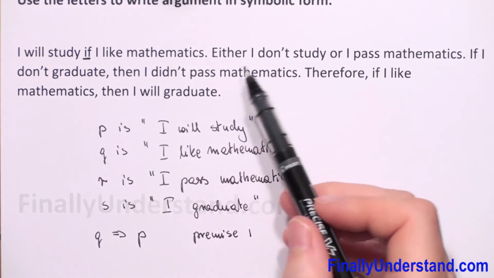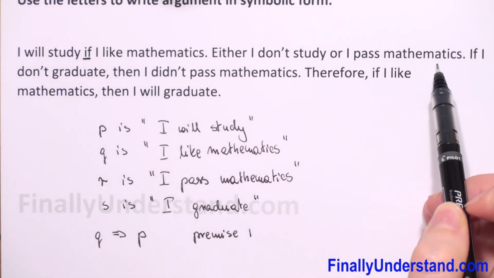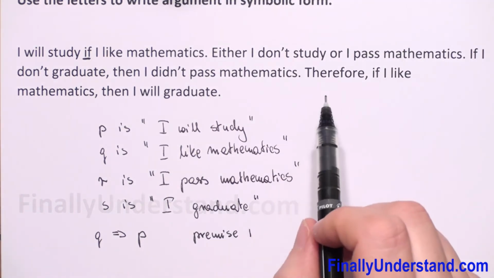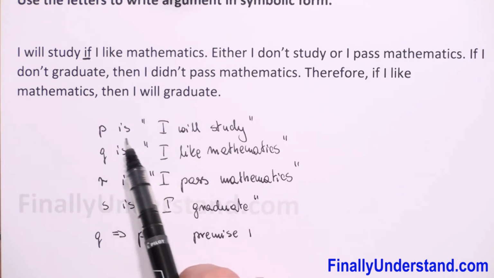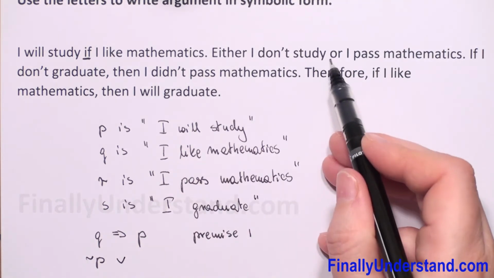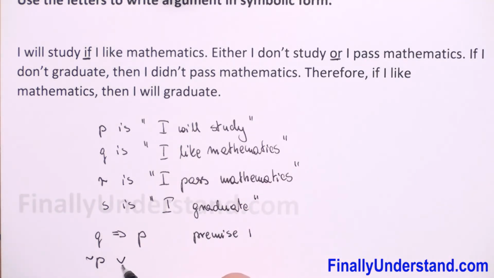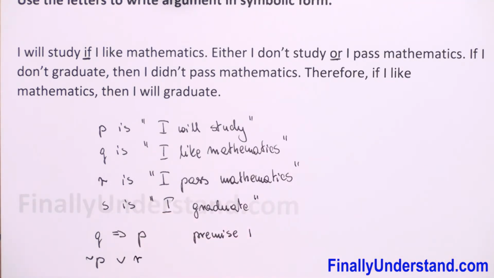Next we have either I don't study or I pass mathematics. So we have a disjunction. I don't study is the negation of I will study, so we have negation of P. And because we have or, this is the symbol for or. I pass mathematics is our R. So this is our second premise.